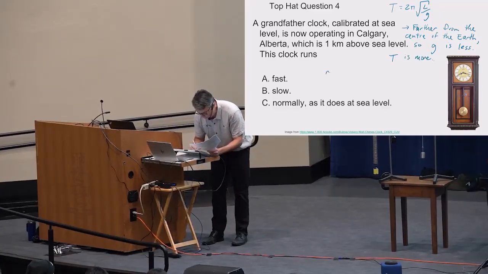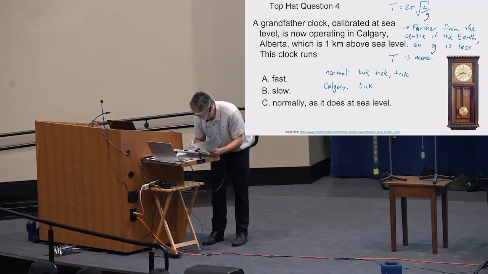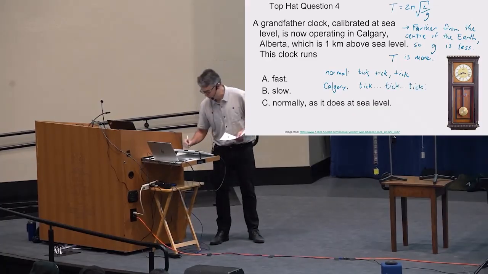Well, I would think that the period is the time between ticks, right? So you'd go tick, tick, tick. And then what will happen is that in Calgary, it'll go tick, and then a little longer. Tick, and a little longer. Tick, and you're late for work at some point.